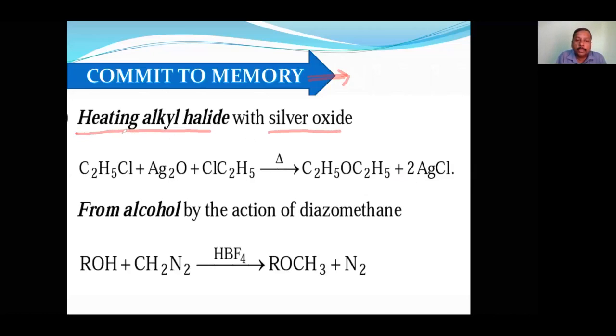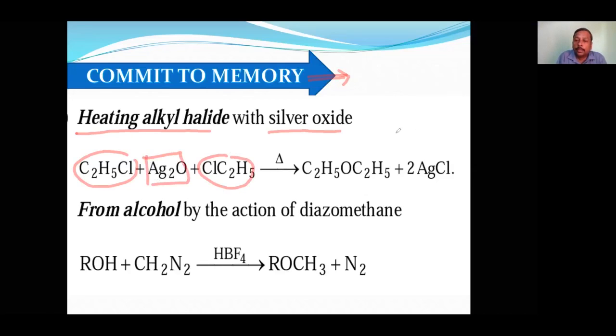Okay, so then, Williamson synthesis is very important. Okay, so heating alkyl halide. This is an alkyl halide. So again here you will take how many moles? 2 moles of alkyl halide with silver oxide.